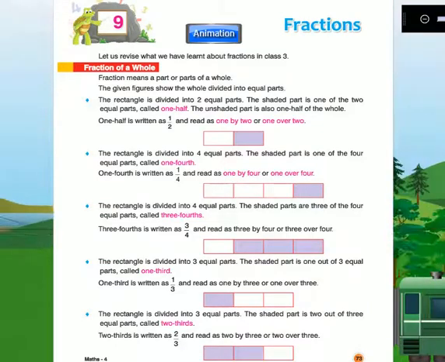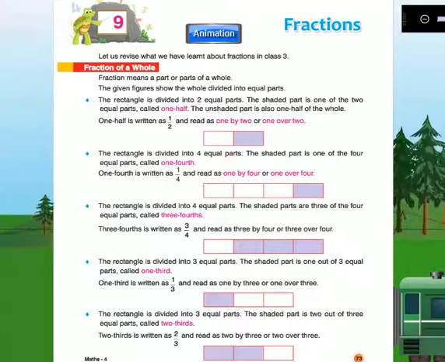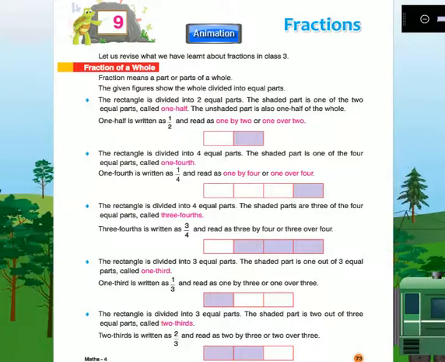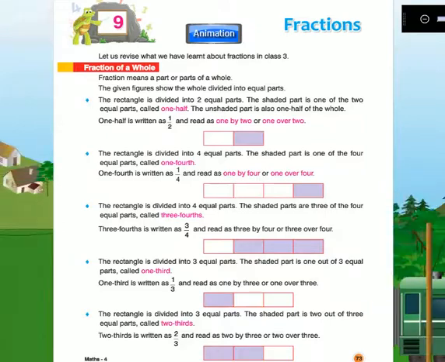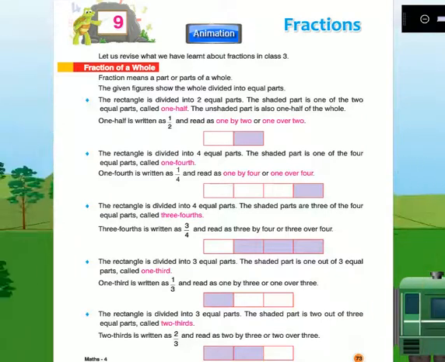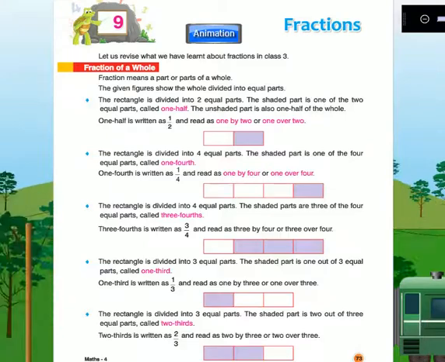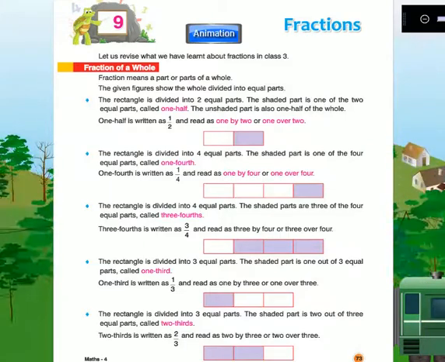The rectangle is divided into three equal parts. The shaded part is two out of three equal parts, called 2/3. 2/3 is written as 2/3 and read as two thirds or two by three.